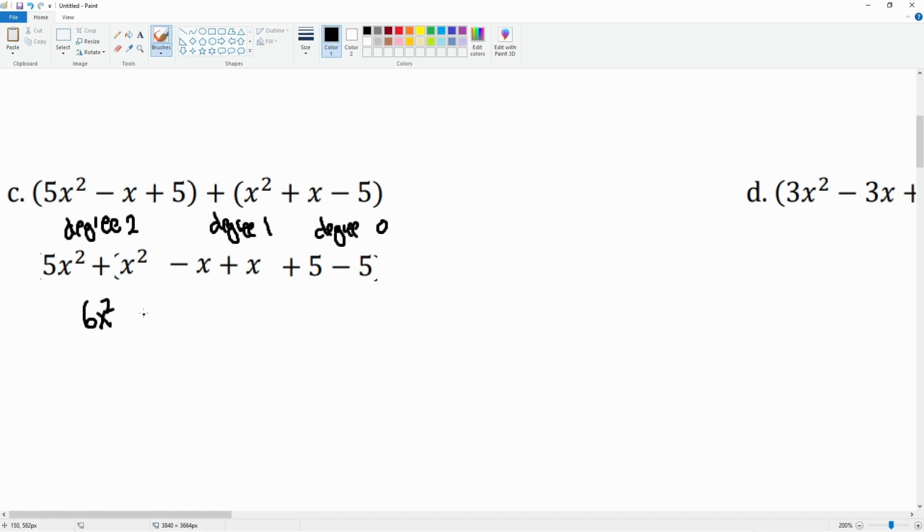Negative x plus x, that is plus 0x. 5 minus 5 is plus 0. So the final answer is just 6x squared.